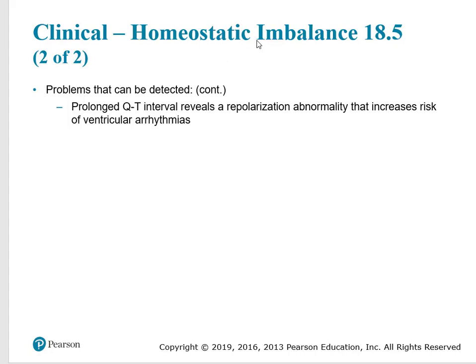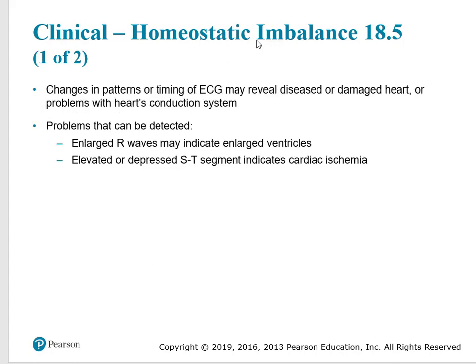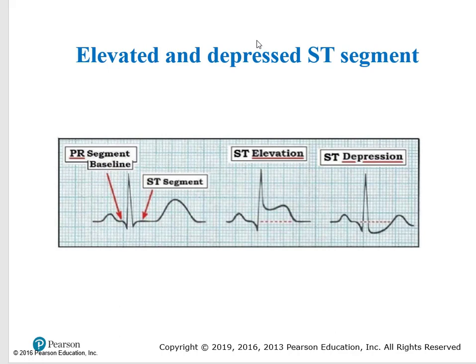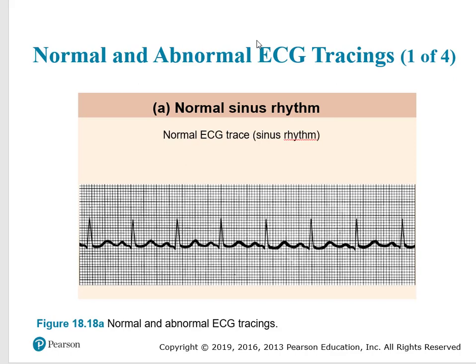Prolonged QT interval basically is a risk of ventricular arrhythmias. Enlarged R waves are due to an enlarged ventricle, hypertrophy of the ventricle, like you see in high blood pressure patients. Elevated or depressed ST segments indicate cardiac ischemia. So here what you're looking at is enlarged R waves, which basically means a thicker wall of the left ventricle. Here's a picture of elevated and depressed ST segments that you see when you have a myocardial infarction.